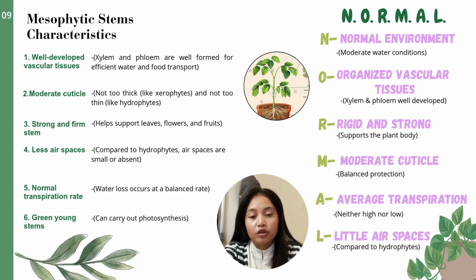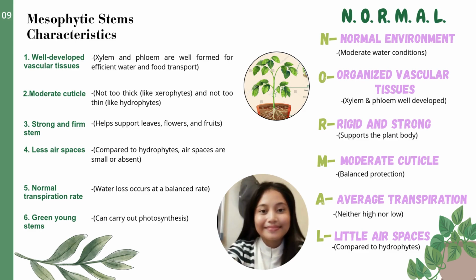N stands for normal environment, O for organized vascular tissues, R rigid and strong, M stands for moderate cortical, A for average transpiration, and the last one is L, which stands for little air spaces.